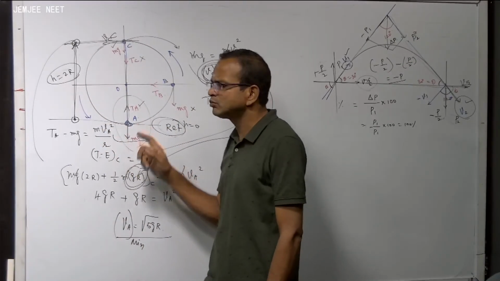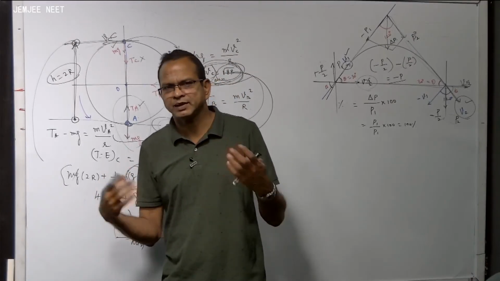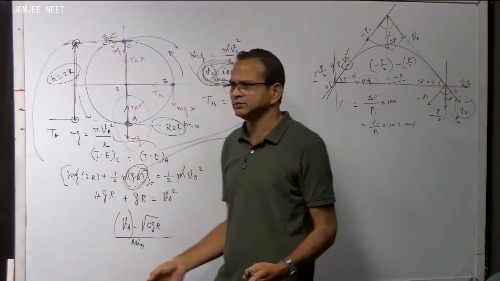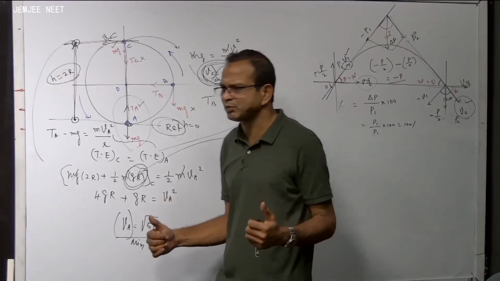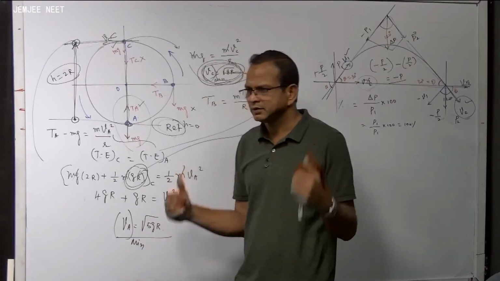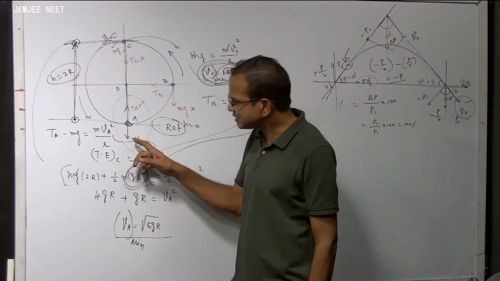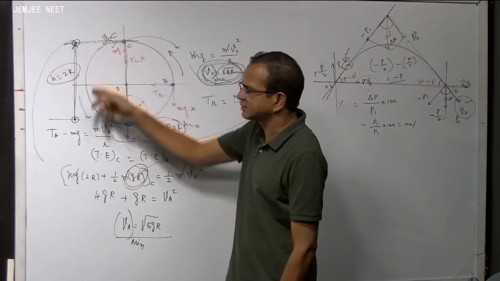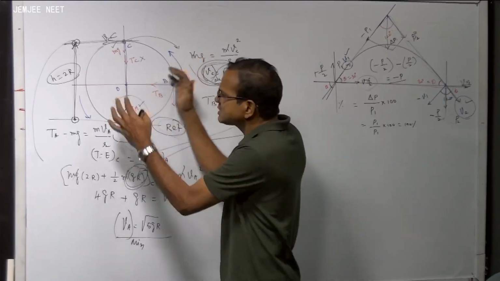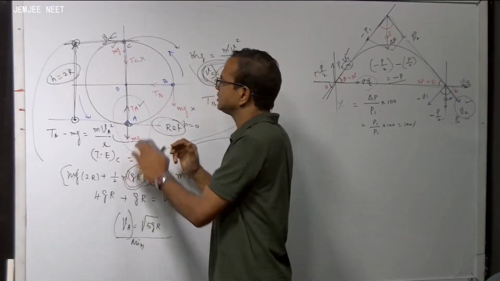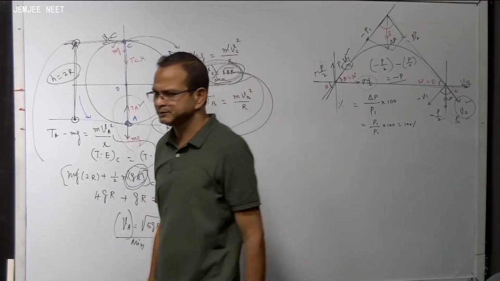Can the body have more than this? It can be 10 times, 100 times, even a million times this. Do you understand my point? So it is the minimum speed to complete the circle, but when you consider within the circle for the given situation, this is the maximum. Got the point?